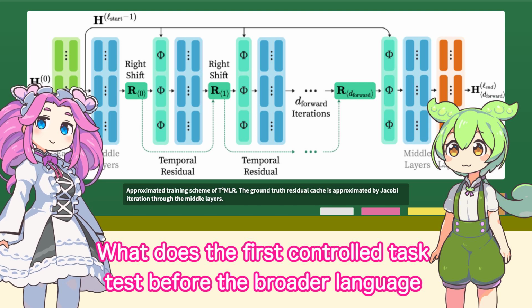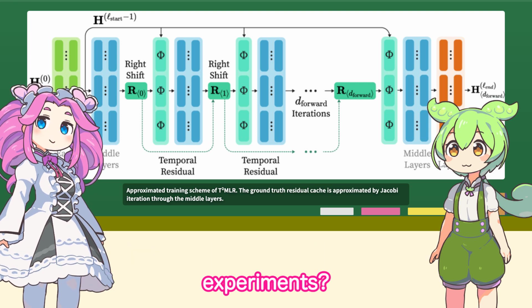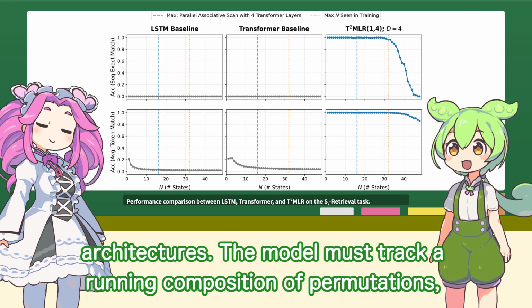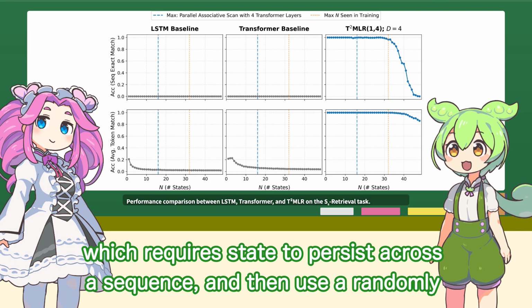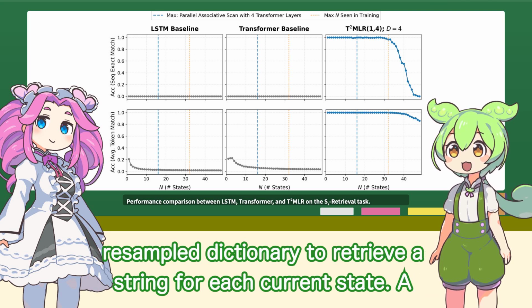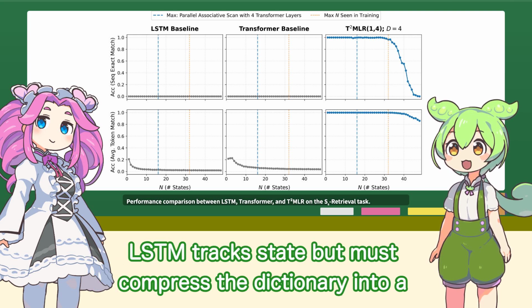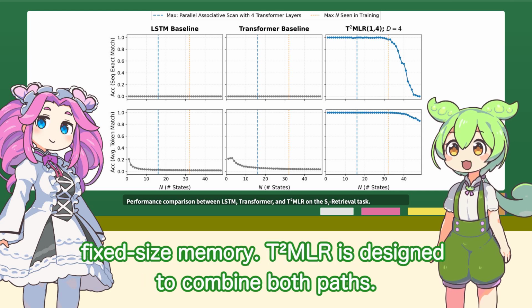What does the first control task test before the broader language experiments? The S5 retrieval benchmark combines two abilities that favor different architectures. The model must track a running composition of permutations, which requires state to persist across a sequence, and then use a randomly resampled dictionary to retrieve a string for each current state. A shallow transformer has retrieval but limited depth for state tracking. An LSTM tracks state but must compress the dictionary into a fixed size memory. T2MLR is designed to combine both paths.